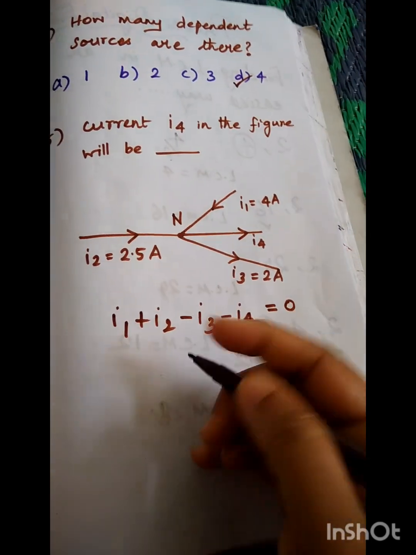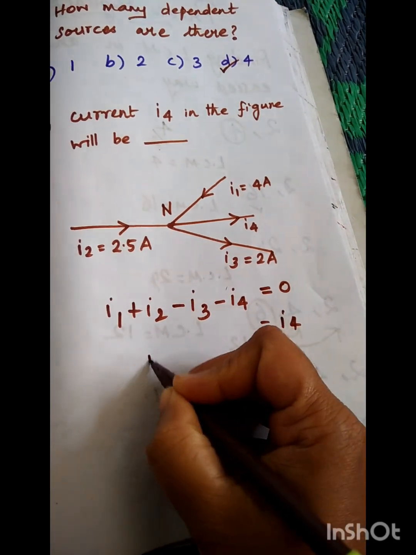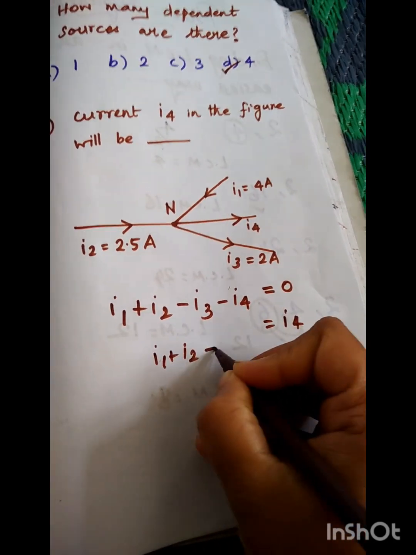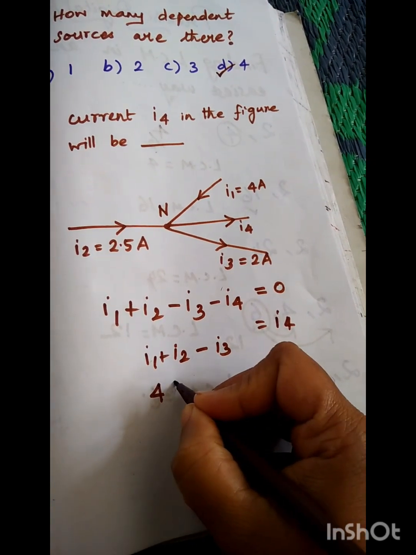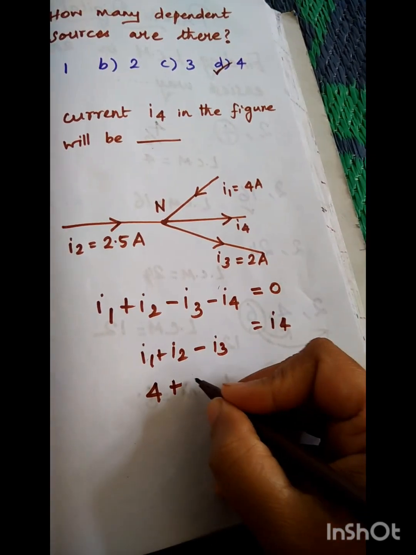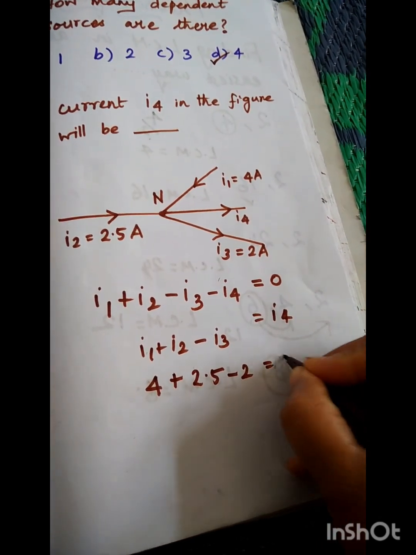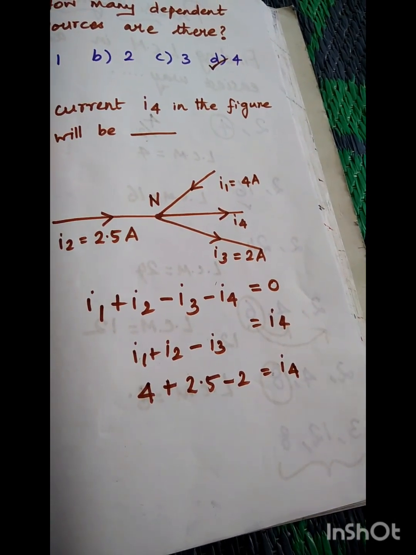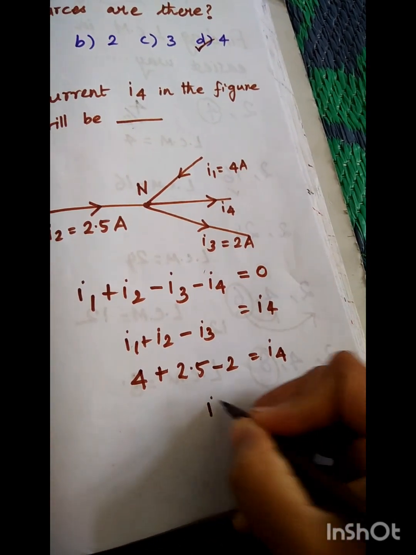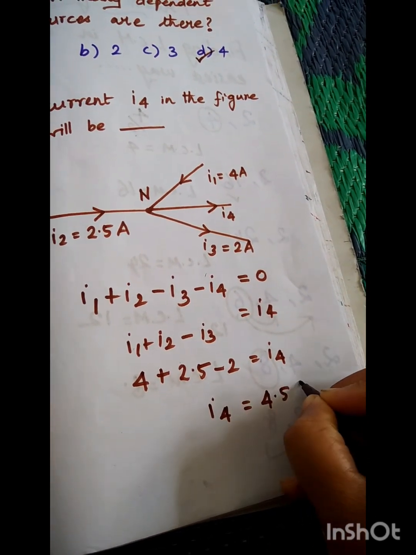So now our duty is to find I4. So we have I4 equal to I1 plus I2 minus I3. I1 is 4 amps, I2 is 2.5 amps and I3 is minus 2 amps. Check what the answer is. 4 plus 2.5 gives 6.5. 6.5 minus 2 is 4.5 amps. Am I right? So this will be your answer.